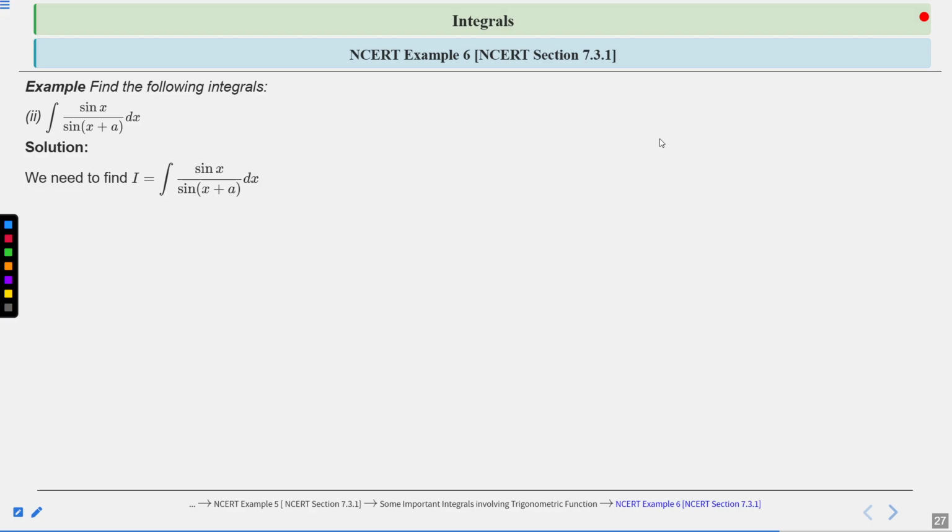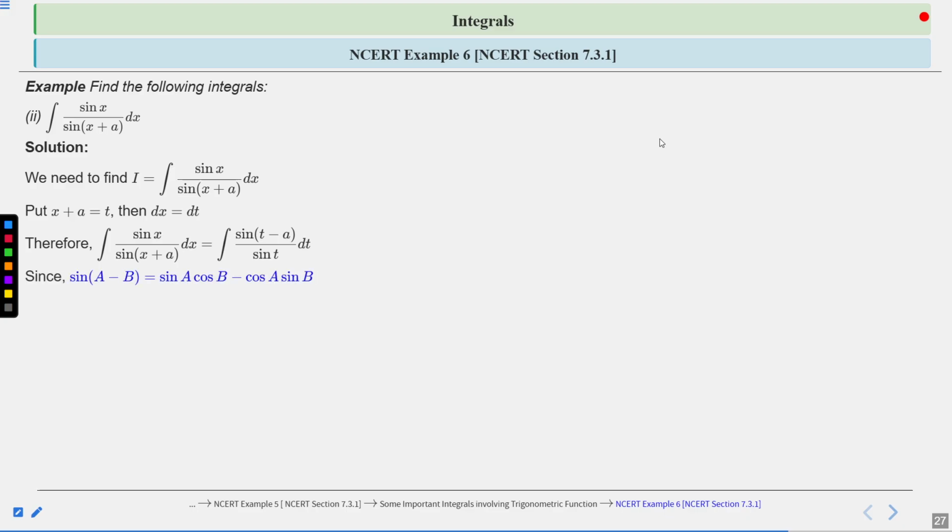Again we need to find the given integration. Let us put x plus a equal to t. Therefore, dx will be equal to dt. So we have to find integration of sin x upon sin (x plus a) dx, and we can write it as sin of (t minus a) upon sin t dt.